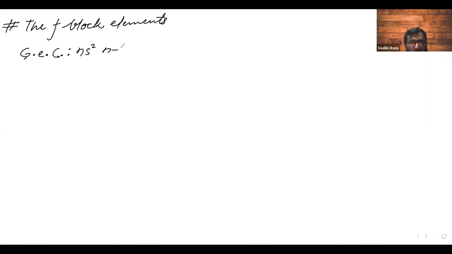Then we will have (n-2)f, which will vary from 1 to 14. And in (n-1)d, you will have either 1 electron or 2 electrons. You can also have 0 to 2, which would be a better way to say it. Only the case for 2 electrons in the d orbital is for thorium 90, so we are not taking that case. We can write 0 to 1, or 0 to 2, as you like. So this is the general electronic configuration.